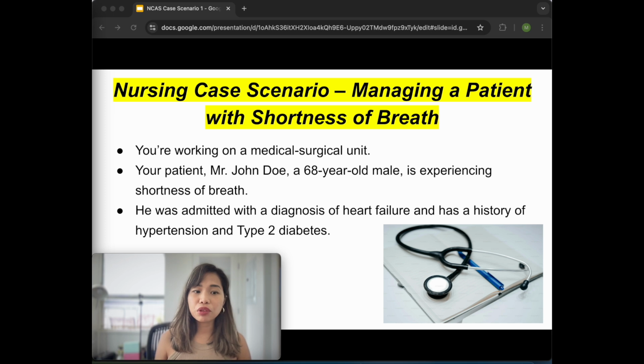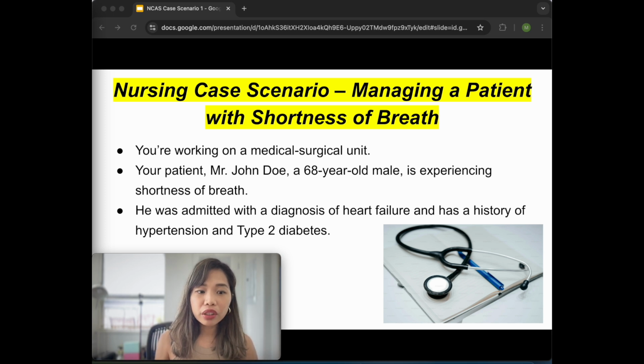And lastly, older adult patients might not always present with the classic symptoms of heart failure. For example, for your patient, Mr. John Doe, fatigue and generalized weakness might be prominent compared to dyspnea, which requires careful assessment and close monitoring from the primary caregiver. That would be you, the nurse, right, taking care of this patient.